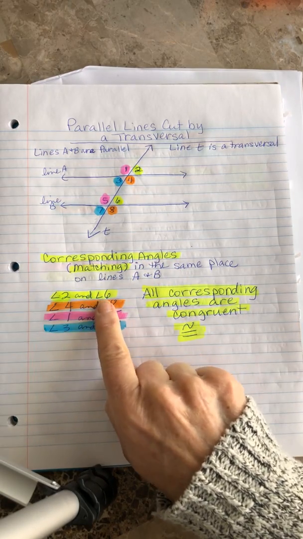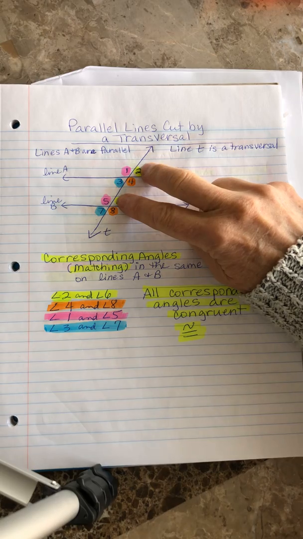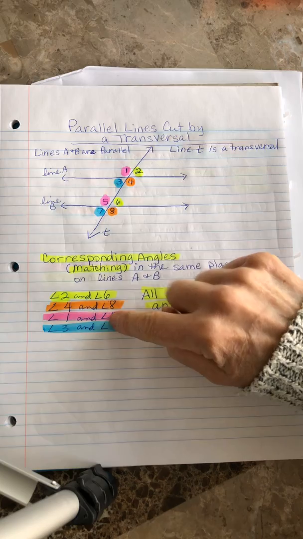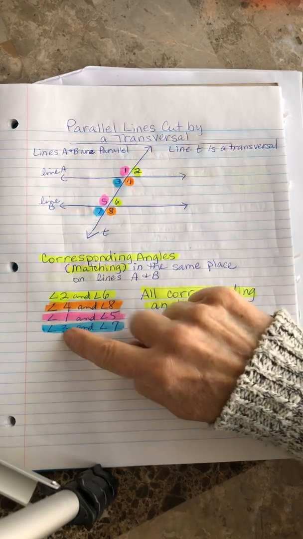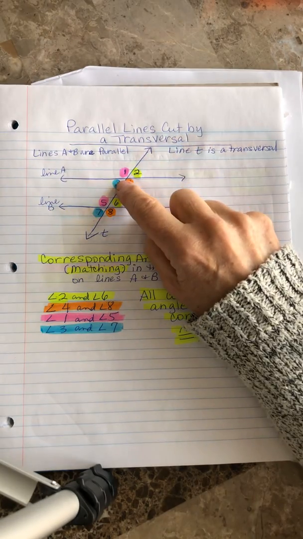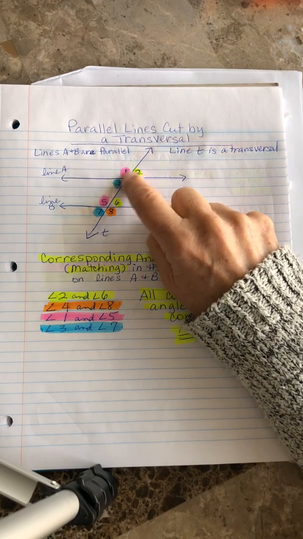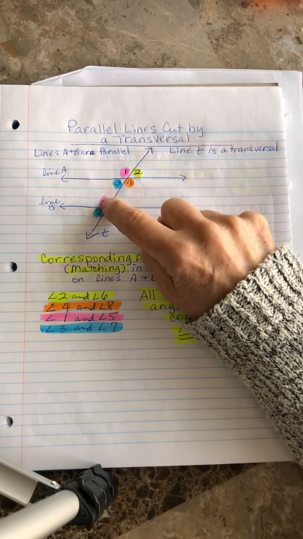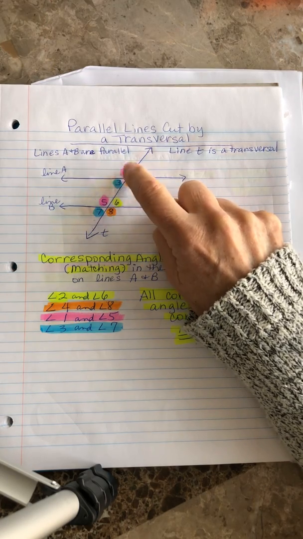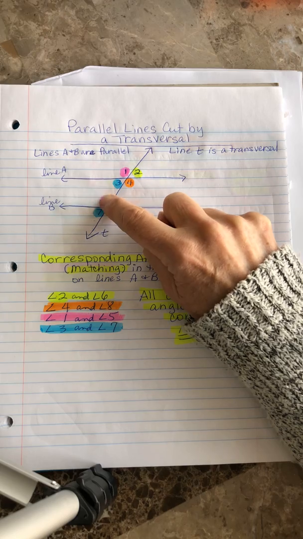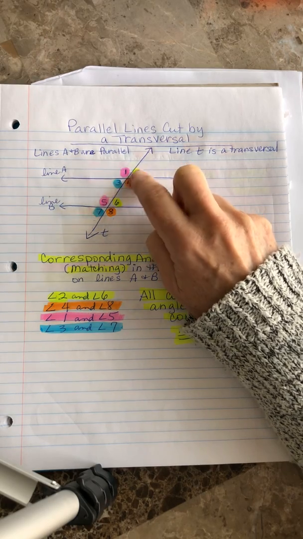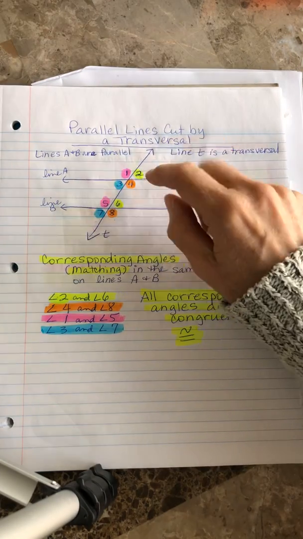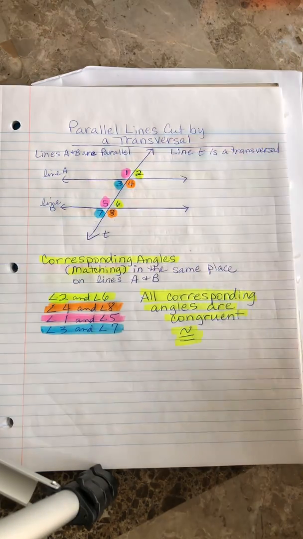Well, angle 2 and angle 6 are corresponding angles. Angle 4 and angle 8 are corresponding angles. Angle 1 and angle 5 are corresponding, and angle 3 and angle 7. I could not say that angles 1 and 3 are corresponding. They're not matching angles. I have to look down at the line below to find the matching angle for 1, which would be in the same spot, 5. So corresponding angles will never be found together off of this one line. You have to find it in the line that's down below.